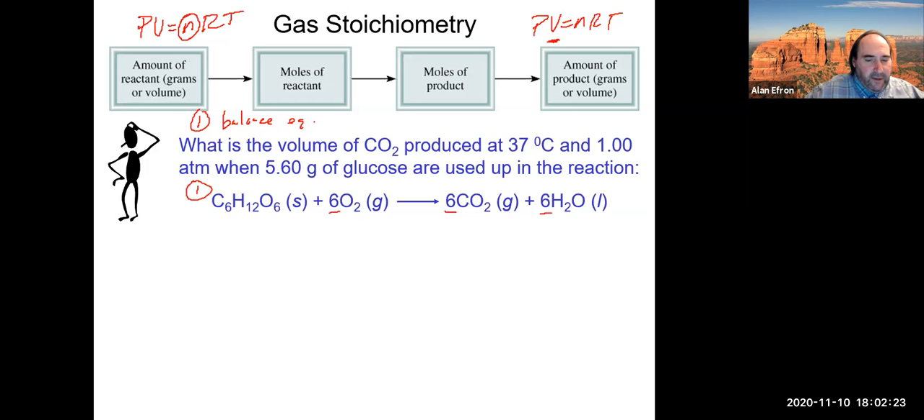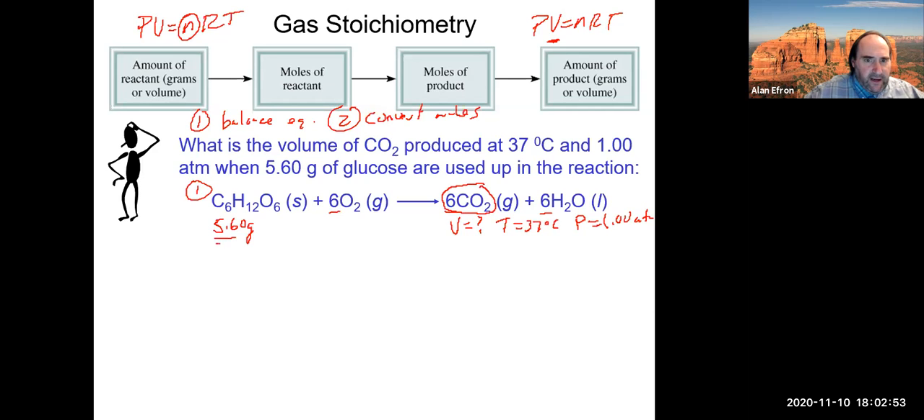The next thing that we want to do is convert what they gave us into moles. And really, the only number that we had was the 5.6 grams of our glucose. All the rest of the information is about CO2. We want to know what the volume is. They give us a temperature of 37 degrees Celsius. They also give us a pressure of the gas as well. So all that temperature, pressure information is really for our CO2.